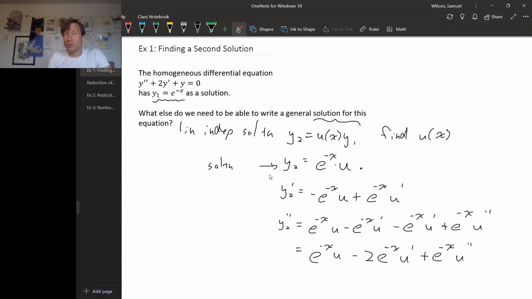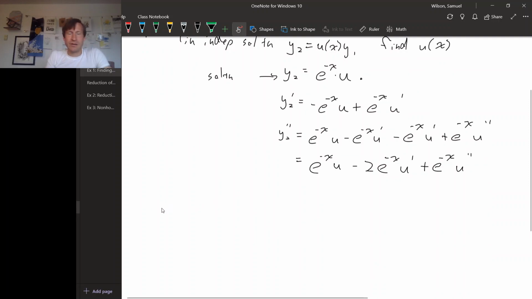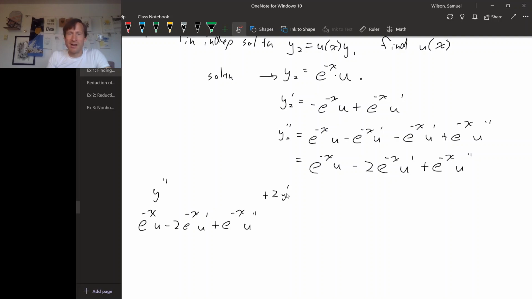Okay, so now that we know y sub 2 prime and y sub 2 double prime, we can put all of these into the original differential equation to see if it tells us something about u. So we get, let's see, it was y double prime, which is e to the minus x times u minus 2e to the minus x times u prime plus e to the minus x times u double prime.